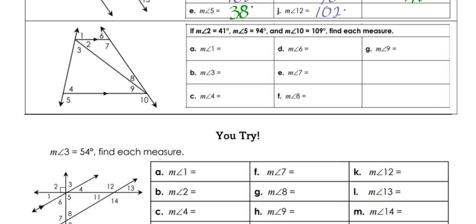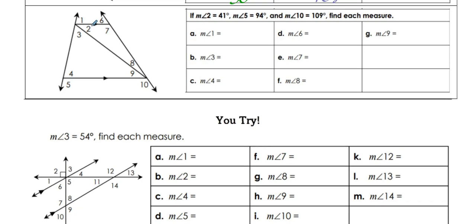All right, on the last one, angle 2 is 41. Angle 5 is 94. Angle 10 is 109. Sometimes you're going to look at a picture and really not going to know where to start. Try to find whatever you can.